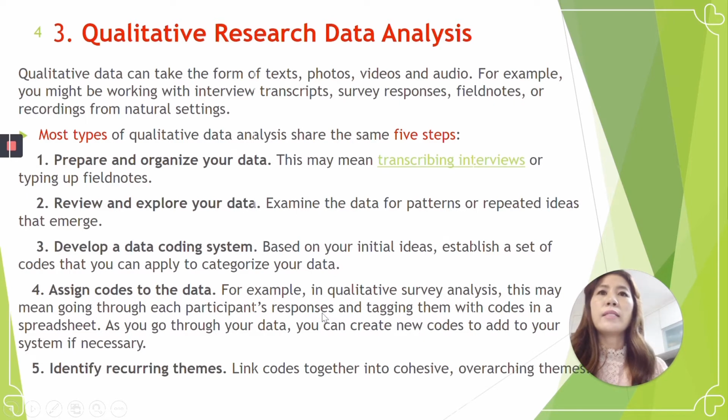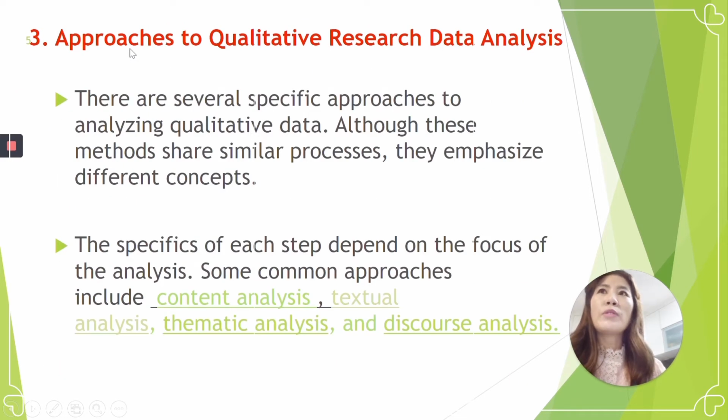For example, in qualitative survey analysis, this may mean going through each participant's responses and tagging them with codes in a spreadsheet. As you go through your data, you can create new codes to add to your system if necessary, alright? And then the last step, identify recurring themes. What is repeated? Seemingly important things. Link codes together into cohesive, overarching themes, right? Significant themes.